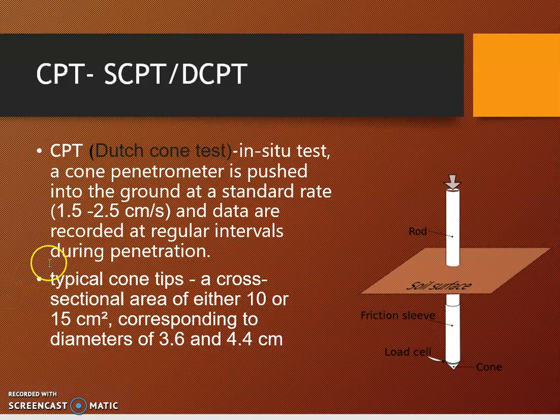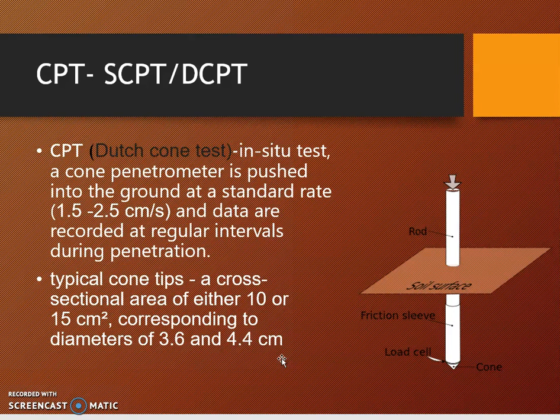CPT is also called Dutch cone penetration test. It's an in situ test, so on the site, this particular test is carried out. A cone penetrometer will be pushed inside the ground at a rate of 1.5 to 2.5 centimeters per second, and the data that is collected is recorded at regular intervals. The cross-sectional area of the cone can be around 10 to 15 square centimeters, corresponding to diameters of 3.6 to 4.4 centimeters.